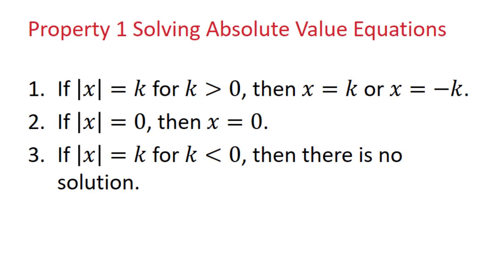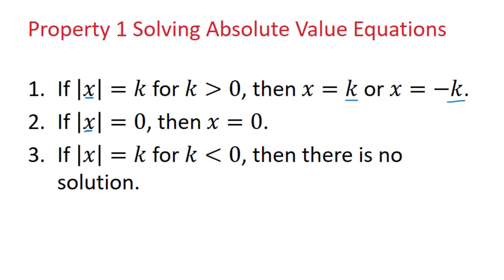So we can actually summarize those types of cases into 3 general statements, and we'll call this property 1 for solving absolute value equations. And property 1, part 1 says that if the absolute value of x is equal to k, where k is some positive number, then there are 2 possible solutions. The number inside the absolute value can either be +k or -k. If the absolute value of x is equal to 0, well, the only way that can happen is if the inside expression is equal to 0.